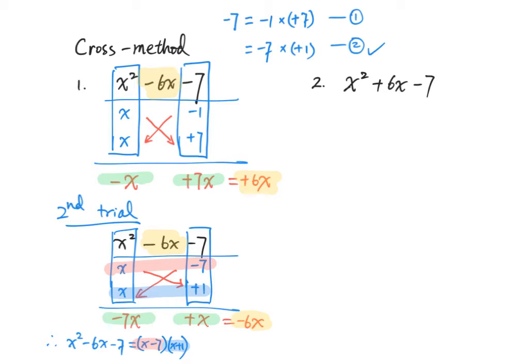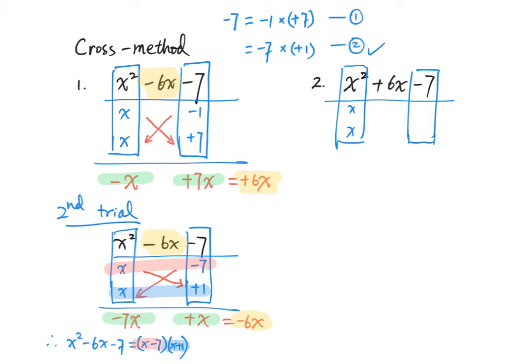And now we move to the second example. We also use the cross method. So for x squared, we factorize as x times x. And for -7, we factorize as... this time, as we observe, the difference between the first question and the second question is the middle term. One is negative and one is positive.